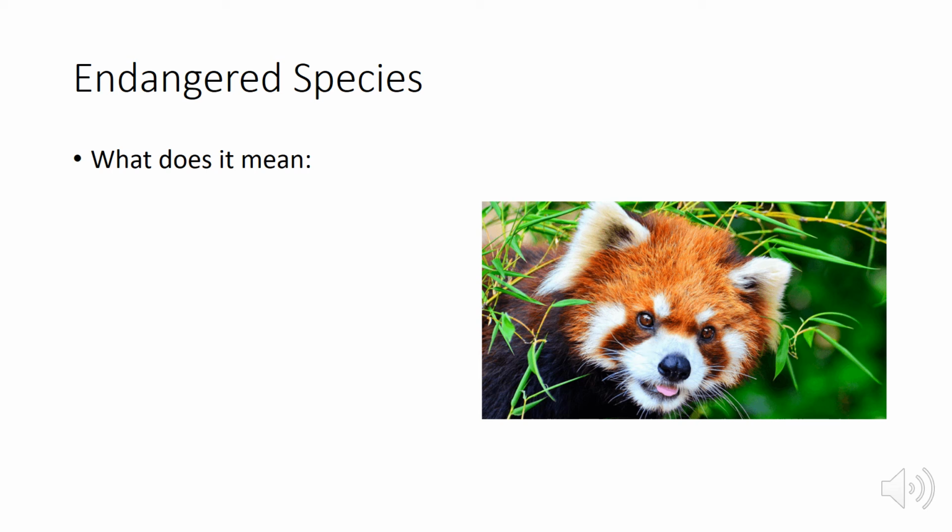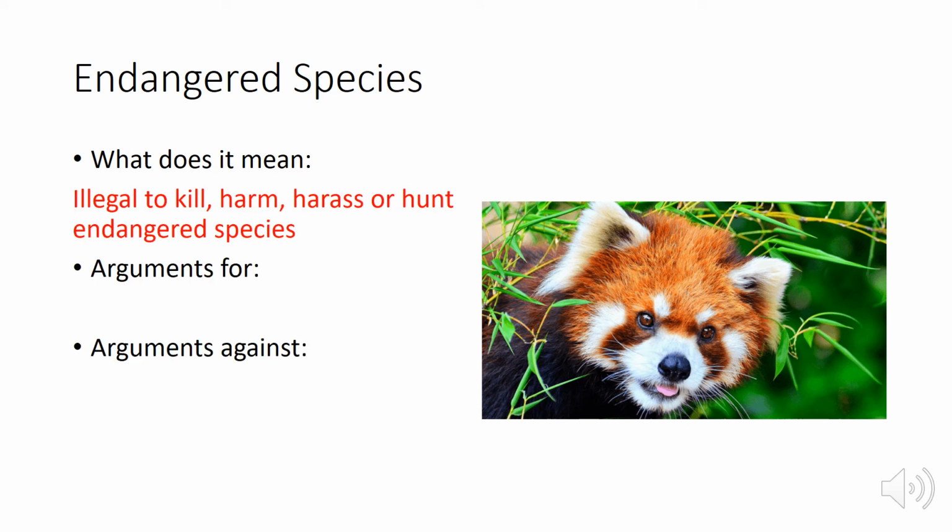All right. Juliet, I saw a hand. Did you want to add to that? It's formally recognized. Great point. And that formal recognition makes it illegal to harass an endangered species. When an endangered species is on the list, it is illegal to kill, harm, hunt, or harass that species. No hunting the red panda.